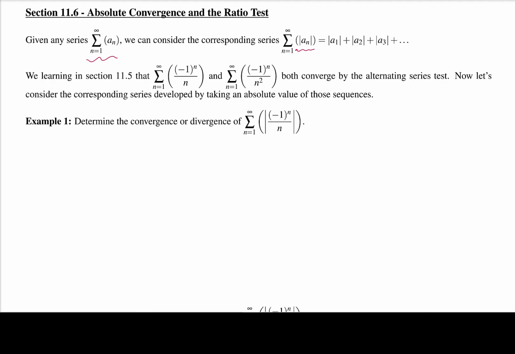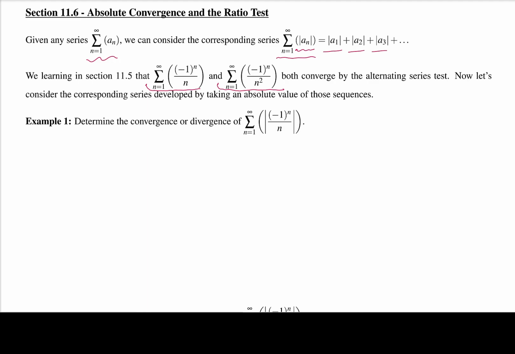So this would be the series where we do the absolute value of a1 plus the absolute value of a2 plus the absolute value of a3, and just keep on adding in this manner. In 11.5, we decided that both of these series right here converge by the alternating series test. And so now I want to look at, what happens when I take the absolute value of these series?